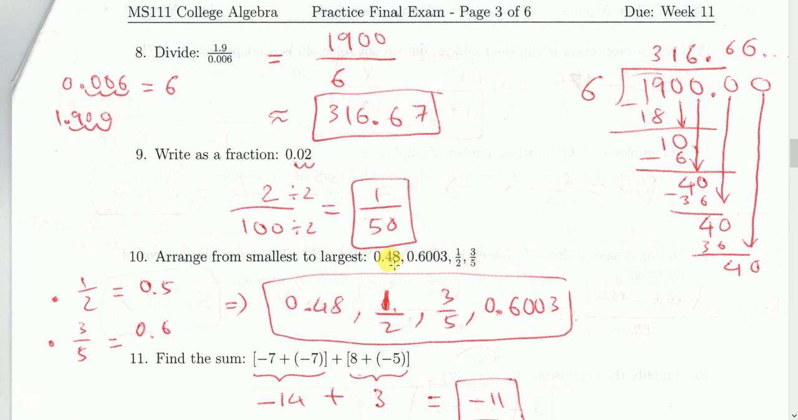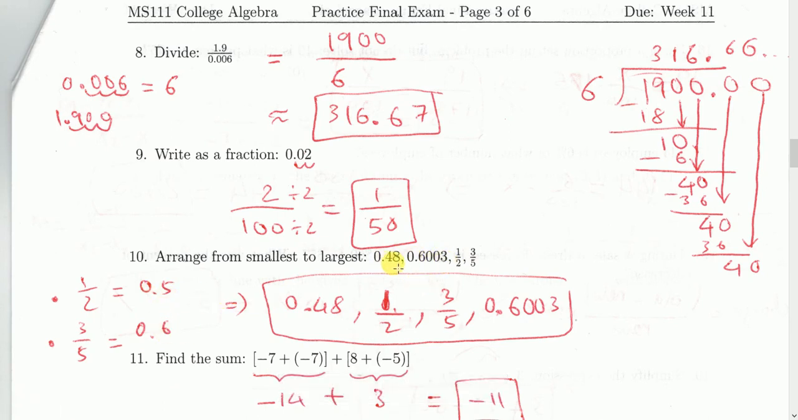So we already have the decimal point here. The second one is also a decimal. But 1/2 and 3/5 are not decimals. We need to convert them to decimals. 1/2 is 0.5 and 3/5 is 0.6. Now we have 0.48, 0.6003, and 0.5, 0.6. Which one is the smallest?